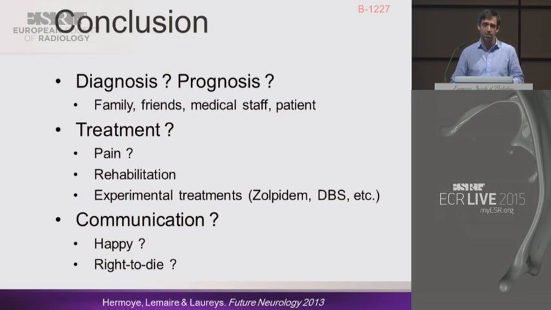Treatment, well, there are some experimental treatments. At least try to treat pain, try to do some basic rehabilitation. And there are some experimental treatments like zolpidem, deep brain stimulation, etc., but it's still experimental. And finally, try to establish communication like in the New England Journal of Medicine paper. Try to check if the patient is happy, and that also triggers a difficult question, especially in some countries, the right to die for these patients who are in a very difficult condition.